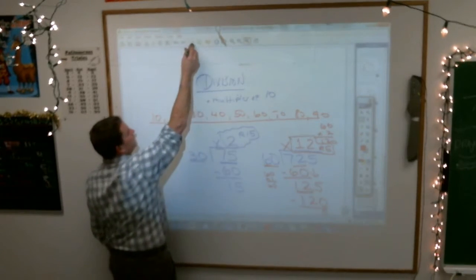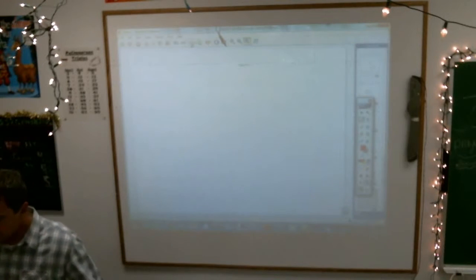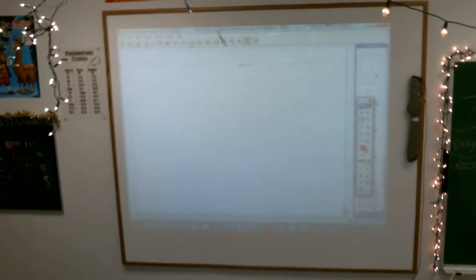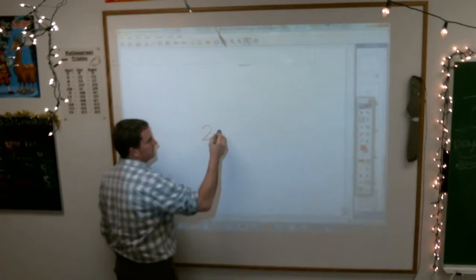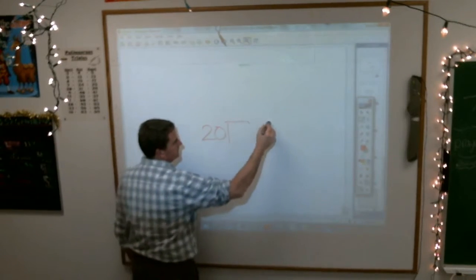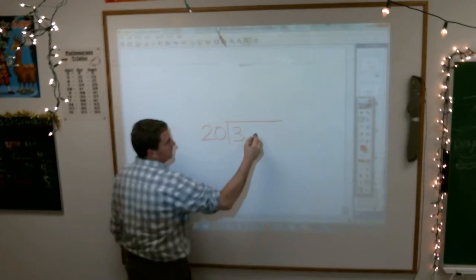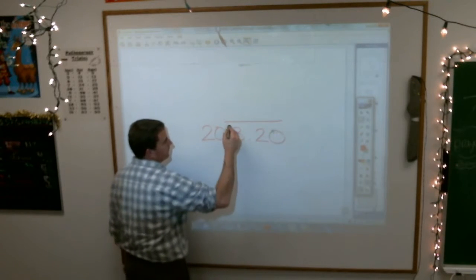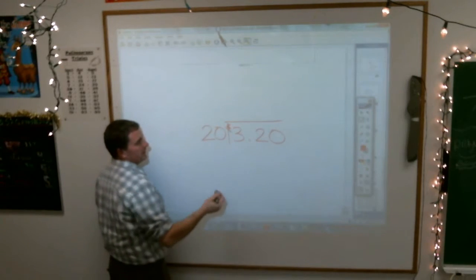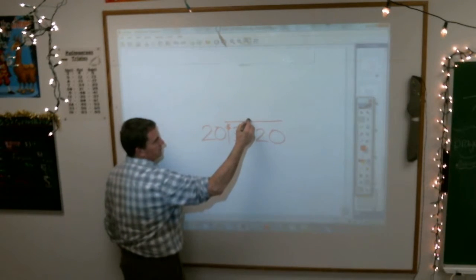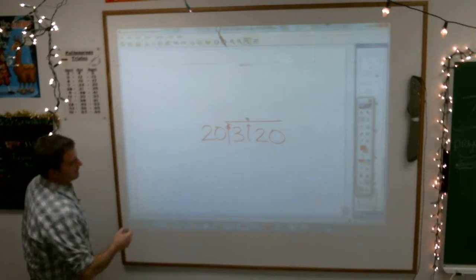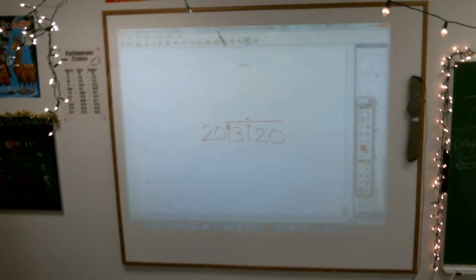Let me throw another one out there. Let's do a dollars and cents one. How about 20 into $3.20? It might be a good idea in division to just bring the decimal up. The decimal goes right above where it is in the division, so that's where the decimal is going to go.